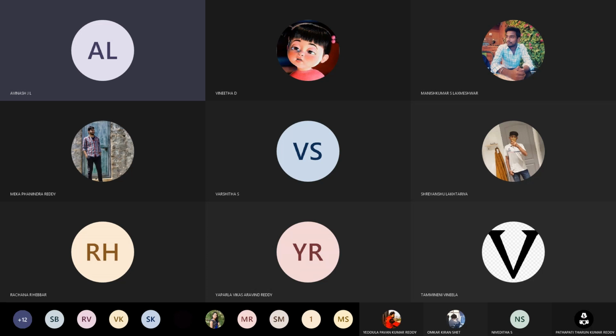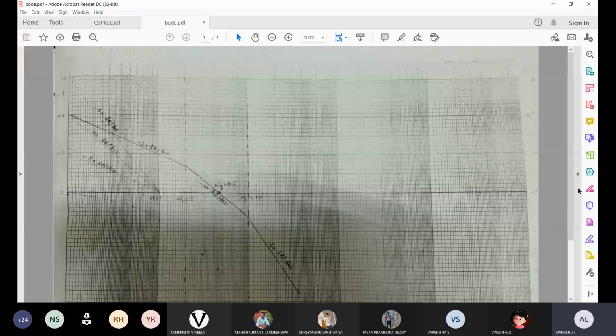So now we can see the corresponding Bode plot for this particular numerical. Can you please confirm that all of you can see this graph? See, I have taken a real graph sheet. There is some clarity missing, but can you still see? Yes, sir.